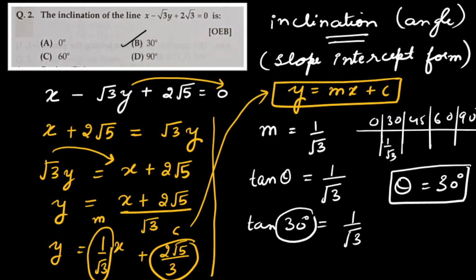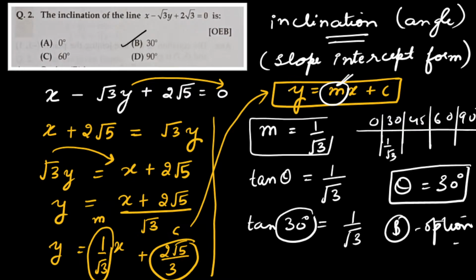Option B. So you have to write both the answer as well as the option. So B option, 30 degree. What we did: first of all, we converted the equation into slope intercept form. Then we found the slope by comparing with the slope intercept form of the equation. The coefficient of x is the slope. Then we again used the slope formula, m is equal to tan theta, and from there we got the value of the angle.